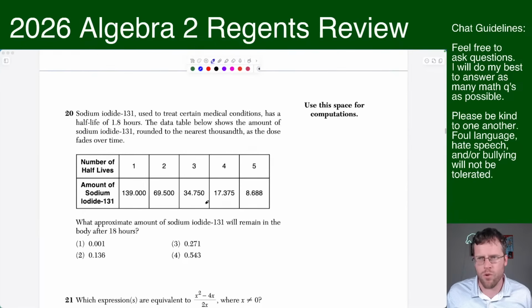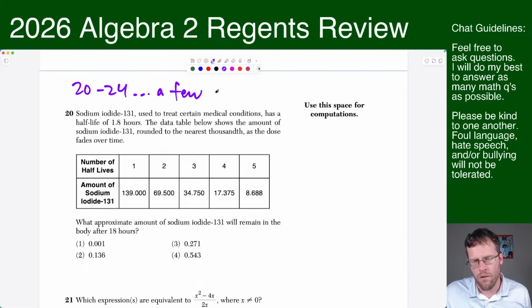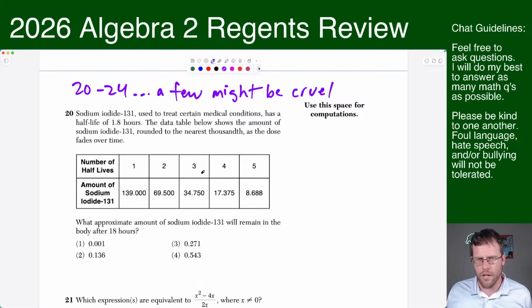All right, this question towards the end. Just know the last few questions, like 20 to 24, might be cruel. They might throw some evil stuff your way. Like something like this, students are probably like, ooh, regression, but no. This is not time. This is the number of half-lives.